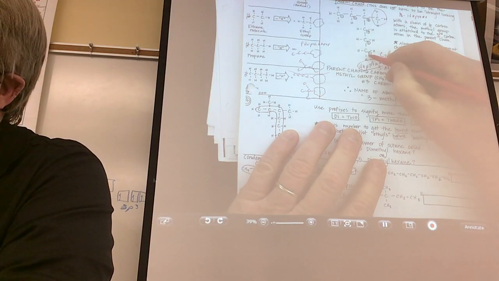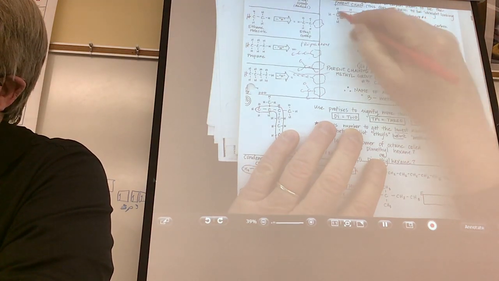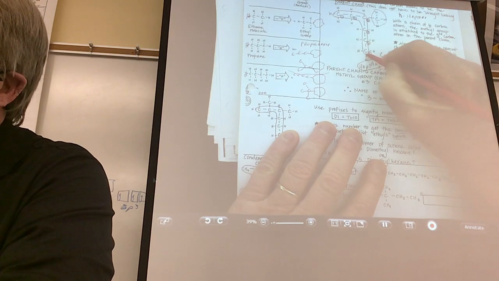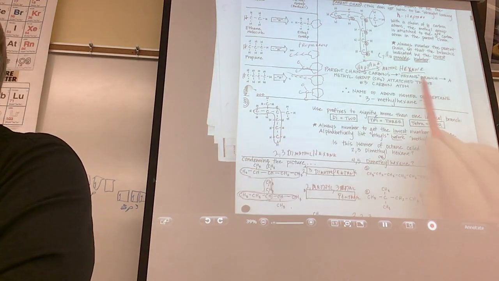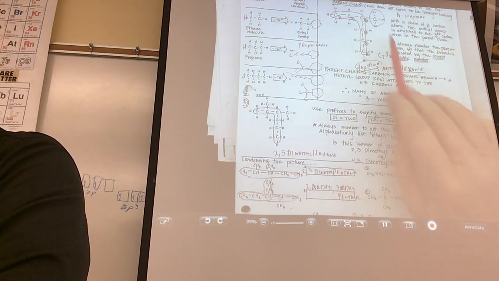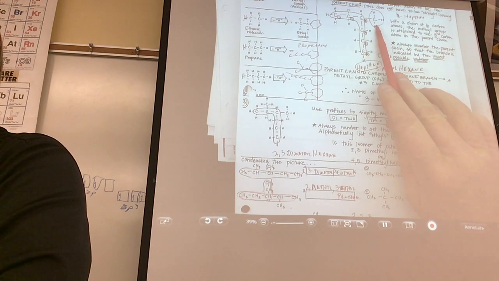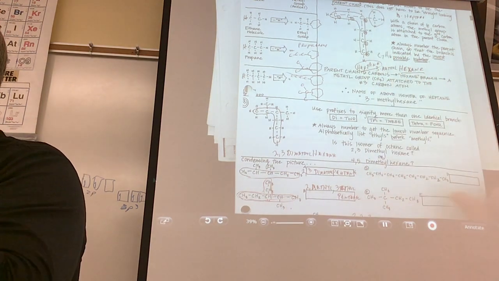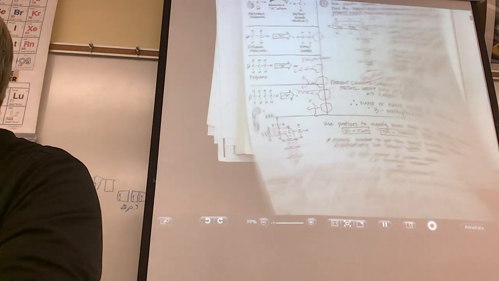Okay. So what's the longest parent chain I could come up with? How many carbons? 6. Okay, so I'm going to circle those so you don't look at them anymore. So I know it's a hexane. And what's the only thing left? Oh, okay. But we are going to have some propyl branches in a minute.